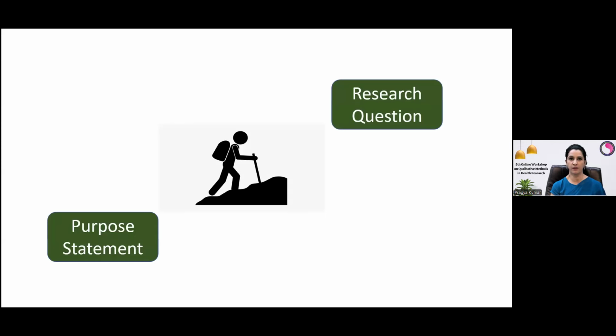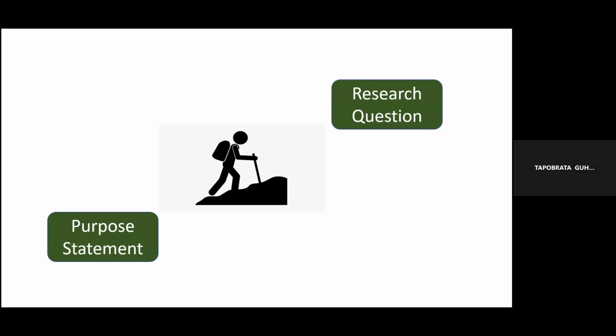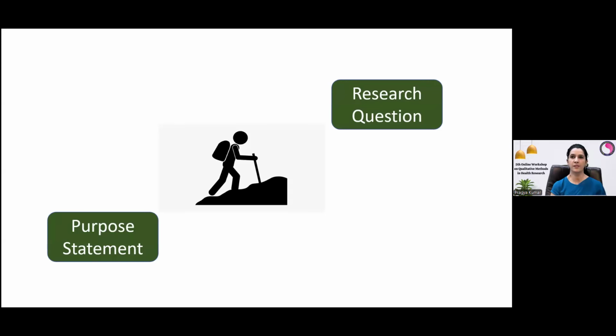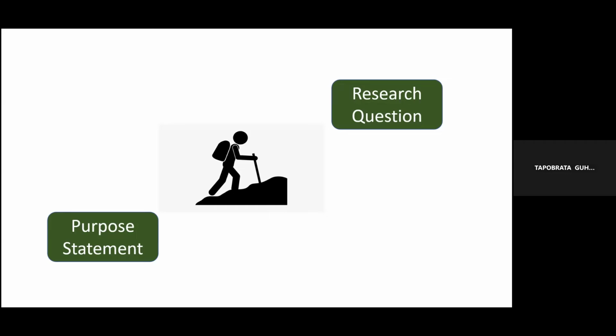Till now, what were the two components which we discussed? What was the first one? Please all of you write in the chat box. Problem statement, and the next one was the purpose statement. What are the three components of the problem statement? Background, problem, and significance. Very nice.